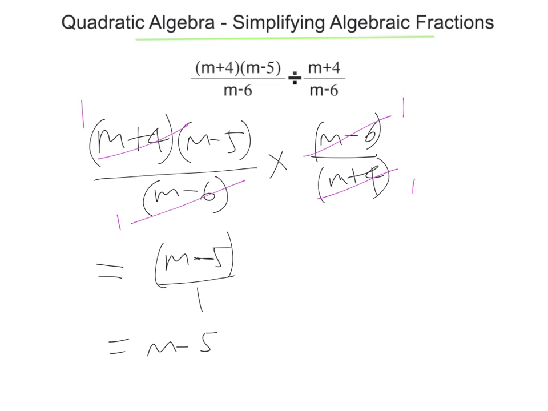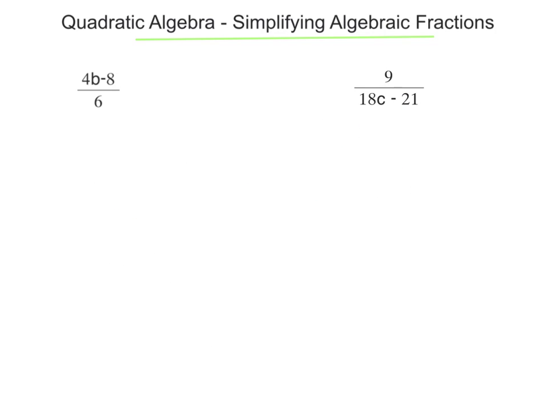That one's simplified quite a lot. In the previous questions, the expressions were already factorised. In the questions we're doing now, we'll have to factorise them first before we can cancel.